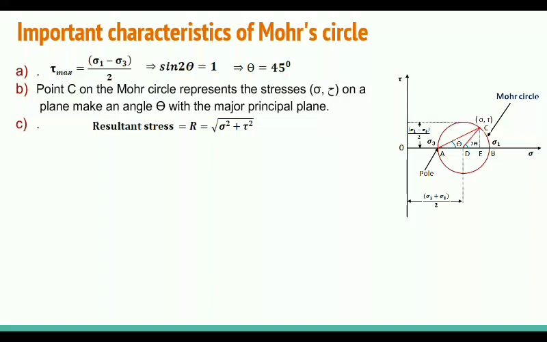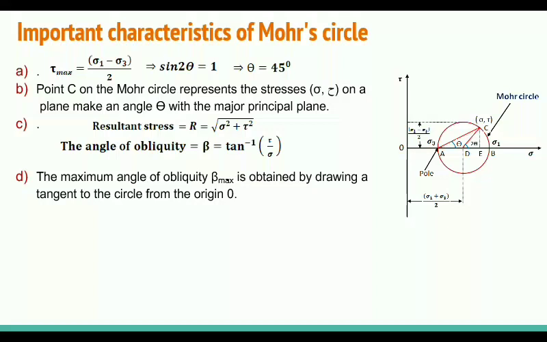The resultant stress we can calculate, because the normal and shear stresses are perpendicular to each other. So the resultant stress is equal to root under sigma square plus tau square, and we can also calculate the angle of obliquity. In this Mohr circle, if we draw the line OC, the angle it makes with the horizontal axis is beta, which we call the angle of obliquity. So beta equals tan inverse of tau divided by sigma.